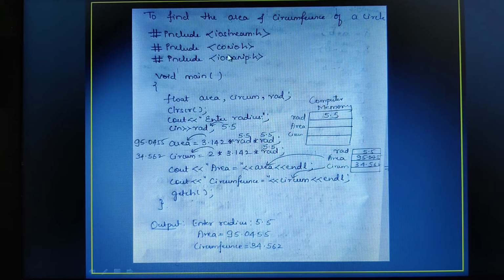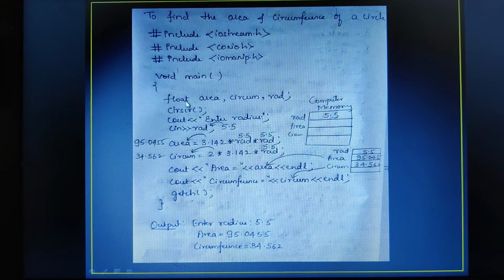So these are the header files followed by the main function, and here I am taking the 3 variables. So what do you need to calculate? Area and circumference. To calculate area and circumference, you need a radius, right? So I can consider radius to be an input. And the formula of area is pi r square, and the formula to calculate circumference is 2 pi r.